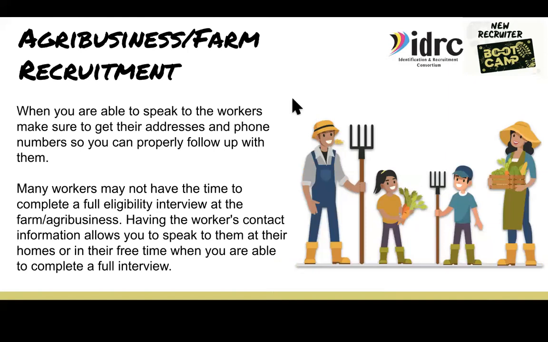When you are able to speak to the workers, one of the things I always encourage recruiters to do is get addresses and phone numbers so you can properly follow up with them. Many workers, even if we're talking to them before work, after work, or on break, might not have the time for a full, complete eligibility interview at the farm. So we want a way of getting back in contact with them to conduct that interview. I encourage recruiters to always get contact information, an address and a phone number if you can, so you can follow up and have a full conversation later when the worker is available.